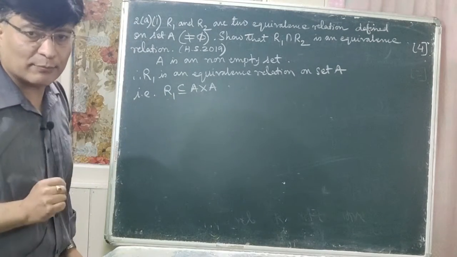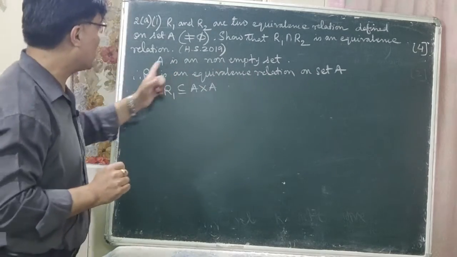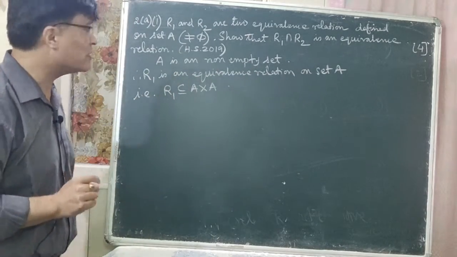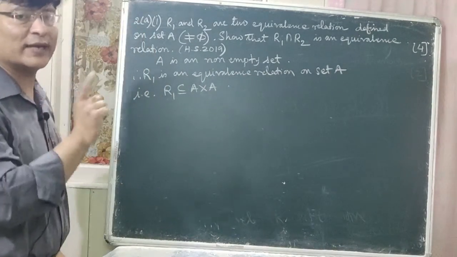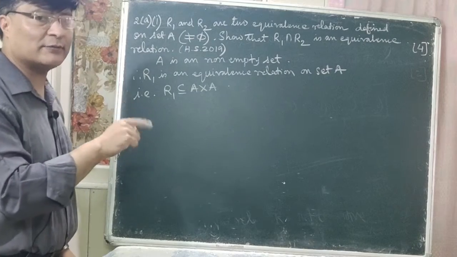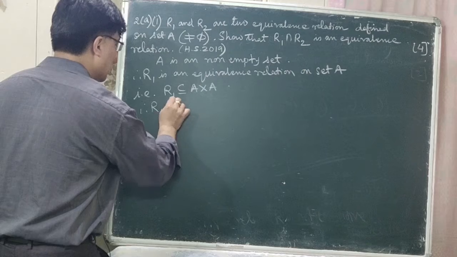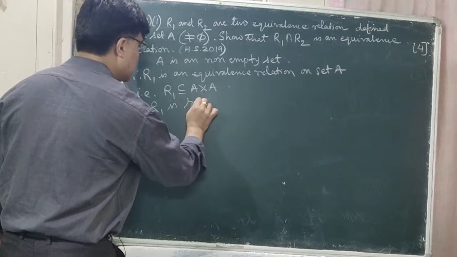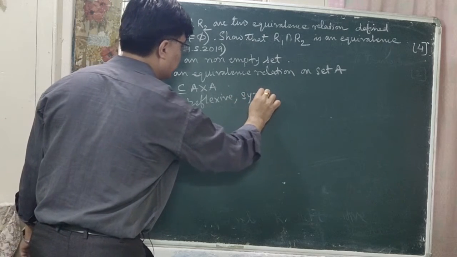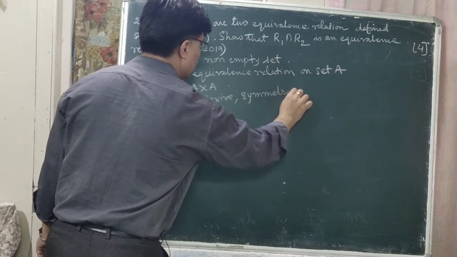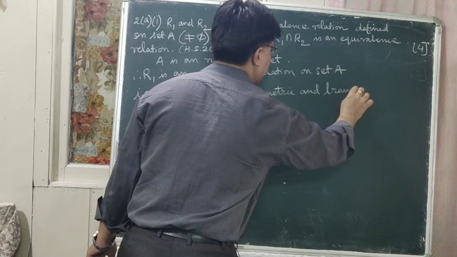A cross A is a relation in itself. So since R1 is an equivalence relation on a set A, R1 is a subset of A cross A. So in this case, since R1 is an equivalence relation, you can write down that R1 is reflexive, symmetric and transitive. Therefore, R1 is reflexive, symmetric, and what can you write? And transitive.